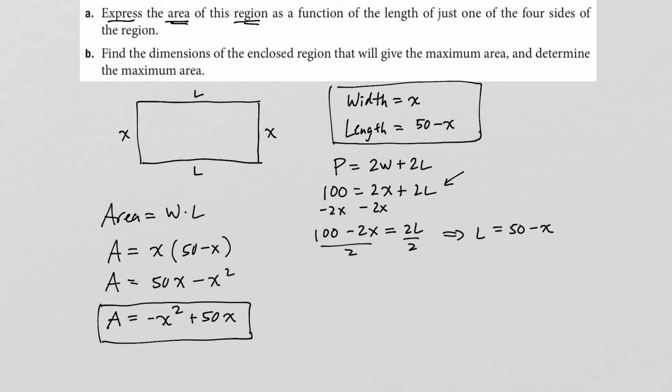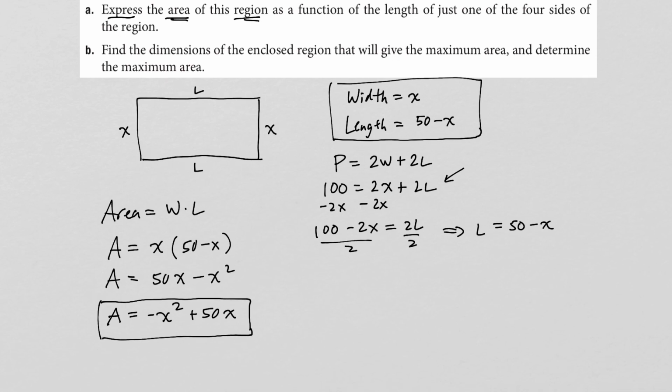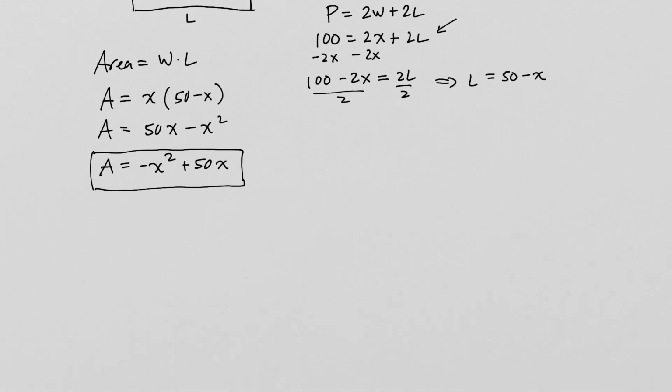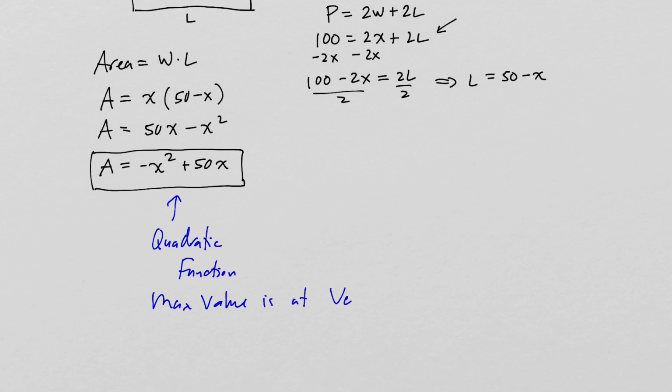In the second part, they ask us to find the dimensions of the enclosed region that will give a maximum area, and then determine what is the maximum area. So this is the part where you need to realize that your area function is a quadratic function. And if it's a quadratic function, we know that its maximum value is at the vertex. So what we need to do for the second part of this problem is find the vertex.